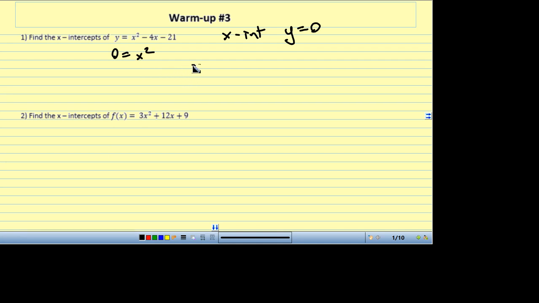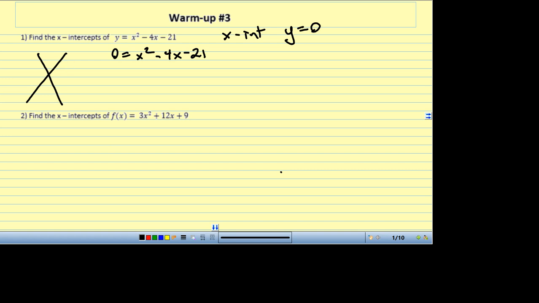X squared minus 4x minus 21 is equal to 0 because remember, y is equal to 0. So now, if you guys have learned it, it's called the magic x. And it's pretty simple. Make my x, boom. Now, I do it this way.